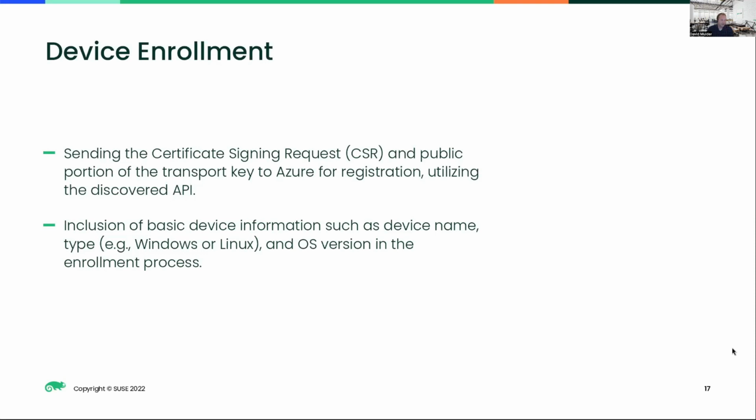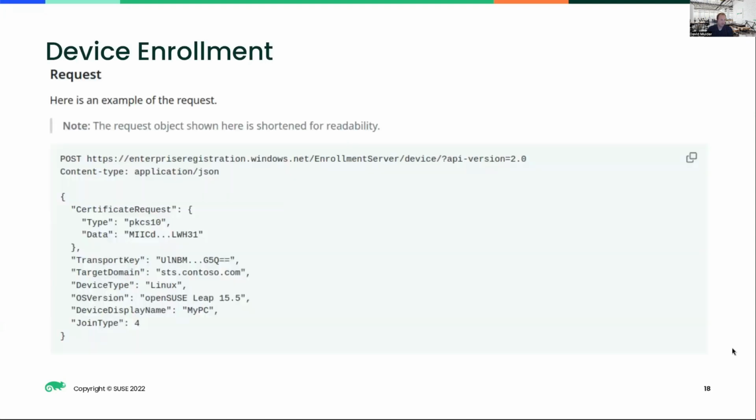We send that CSR that we generated in the enrollment request, and it'll include some basic information like the type of machine and the OS version, etc. This is what one of those looks like. So we have a CSR. I've truncated that, of course. You'll have your transport key. That's in a very specific format that Microsoft requires. You set your target domain, your device type, and we can specify that it is a Linux device, and it accepts that, and it recognizes that in the system.